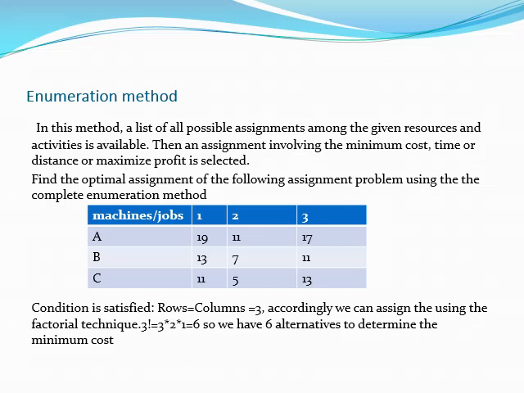If we assign machine A to implement job 2, it will cost $11. If we assign B to job 2, then it will cost $7. If we assign C to implement job number 3, then it will cost $13.